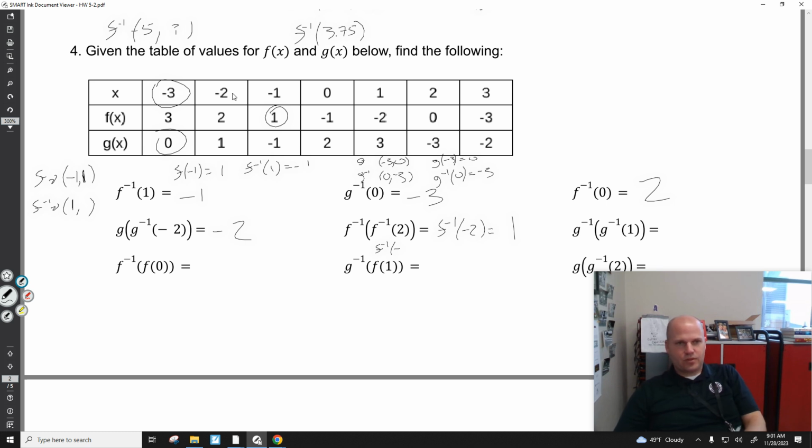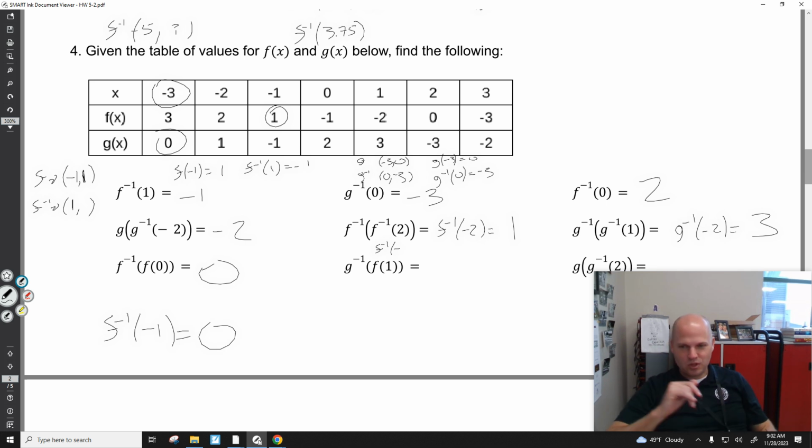That's at negative 2. So we got G inverse of negative 2. Now we're looking at when G's output is negative 2. That's at 3. Don't do any work. Don't waste your time. If you want to, let's see. What's F of 0? F of 0 is negative 1. The inverse is going to take that negative 1 and bring it back to 0, back to where it started. Undo the program that was done.